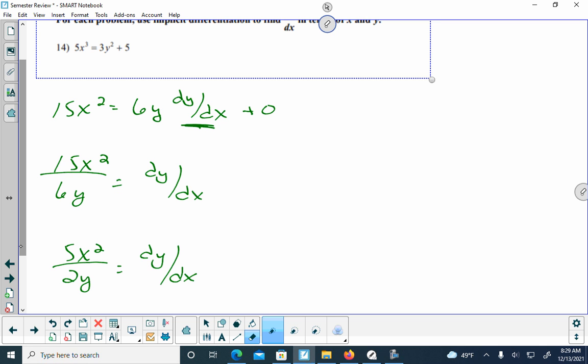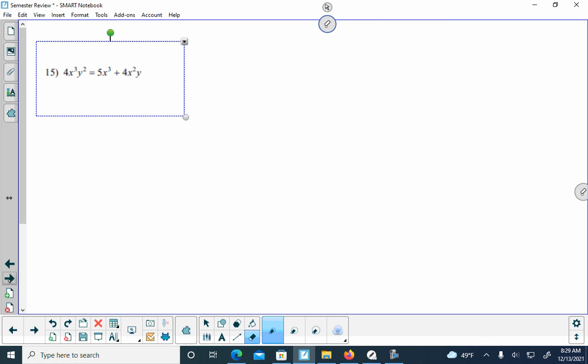So that was a baby one, right? There was no hard things with this. Number 15, I have to remember to use the product rule, and that is the biggest mistake, is you will forget to use the product rule. I'm going to leave that 4x to the third alone. Taking the derivative of y squared, that'll be 2y, and then dy dx, because I took the derivative of the y function.